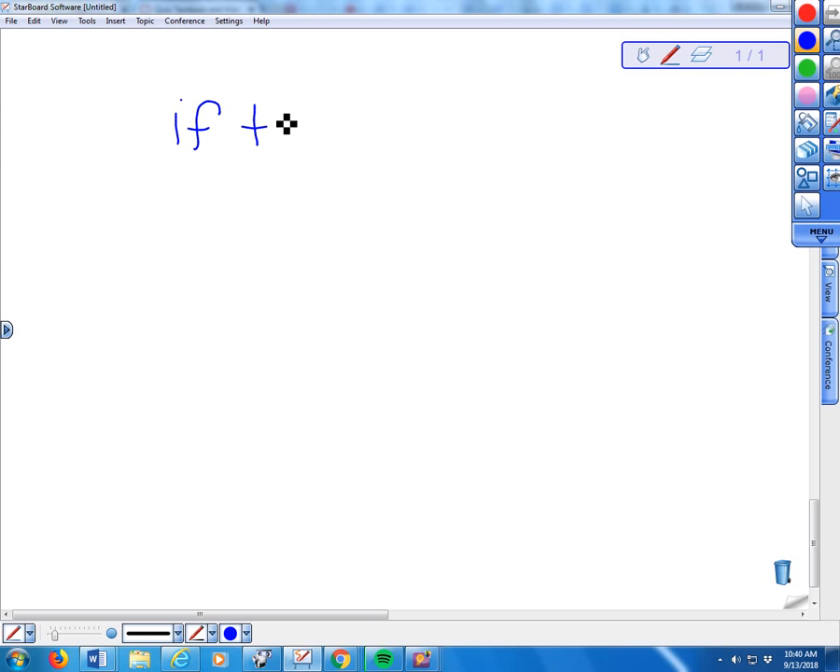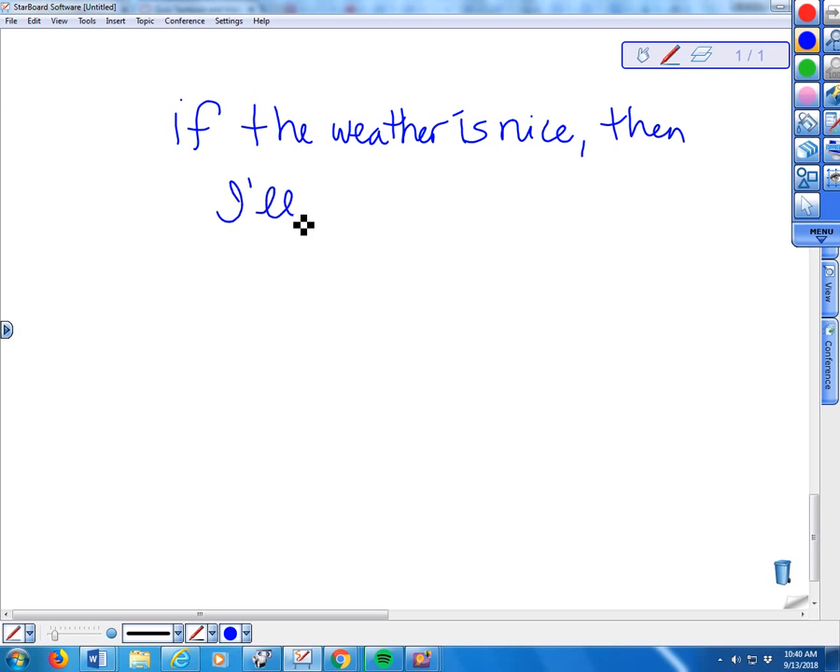If the weather is nice, then I'll wash the car. This is a conditional statement. One depends on the other.